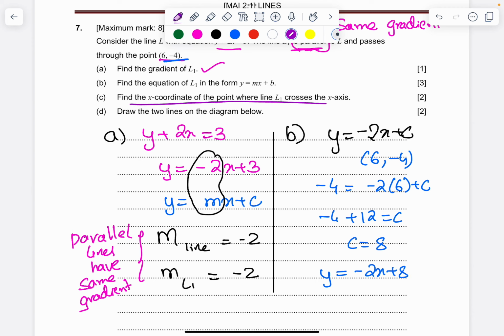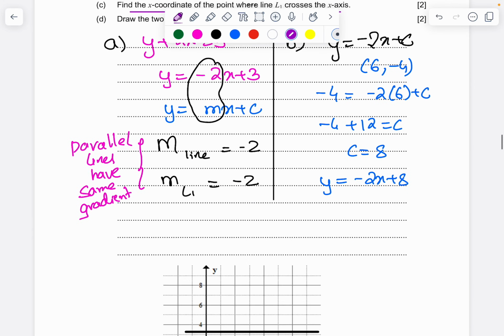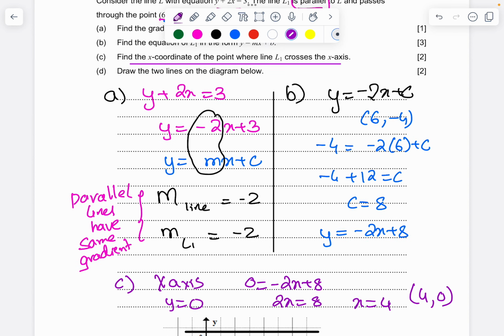Find the x coordinate of the point where L1 crosses the x-axis. X-axis means y equals 0. So 0 equals negative 2x plus 8. So 2x equals 8, x equals 4. So the point is 4, 0. Now, draw the two lines on the diagram.